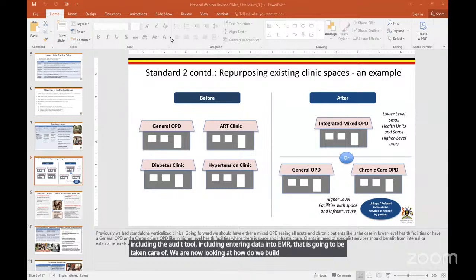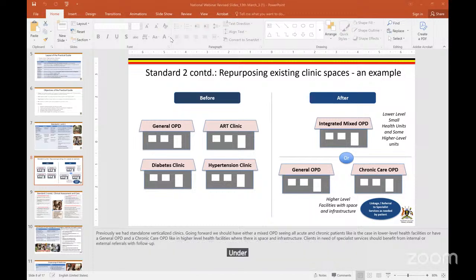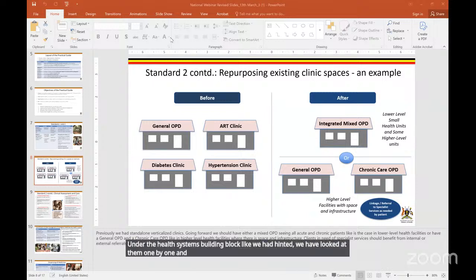How do we repurpose the human resources that are available in the system? In a nutshell, all these components under the health systems building block, like we had hinted, we have looked at them one by one and anticipated where the challenges could come in these processes of integration, and then supported them. The funding issues have been brought clearly right now. Even at the initial stages, there are issues that we needed funds.